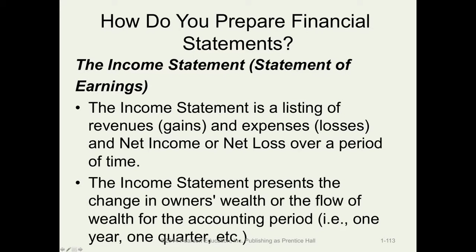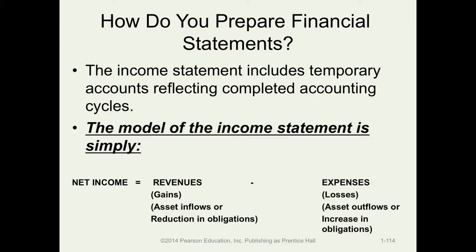Specifically, the income statement, or the statement of earnings or profit and loss, is a listing of revenues and gains, expenses and losses as we defined earlier in this chapter, and of course the resulting net income or net loss over a period of time. And again, it's the change in your wealth, the flow of wealth for one accounting period. And as we said, that could be a year or 1 quarter.